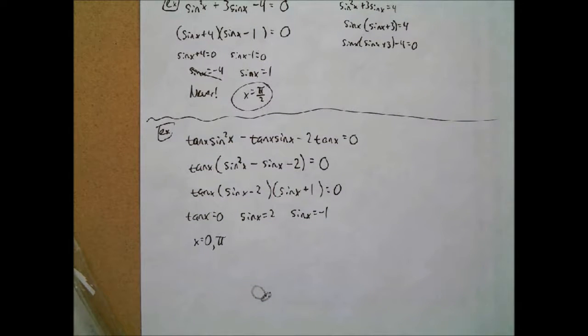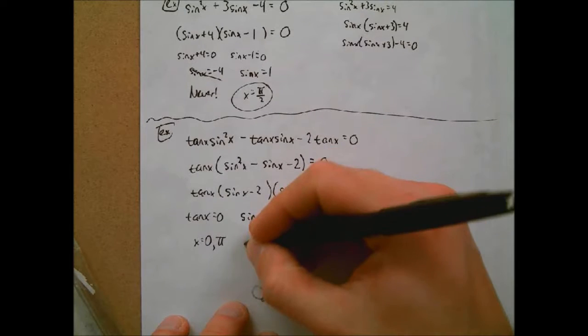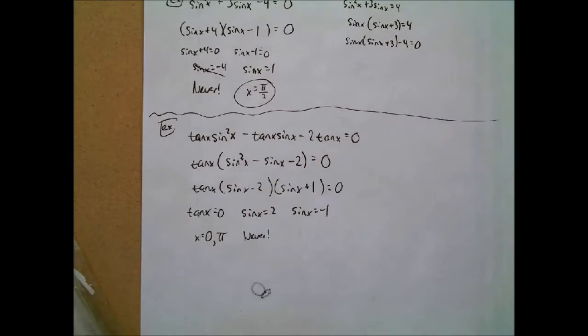There you go. And then how about, let's see here, Molly, when does sine of x equal 2? That's right, there's no answer. It's not possible, right? The biggest value that sine can be is what? 1, right? So 2, impossible.